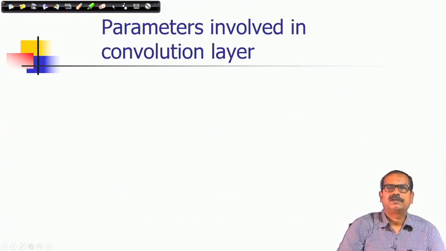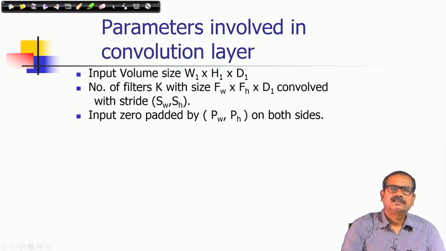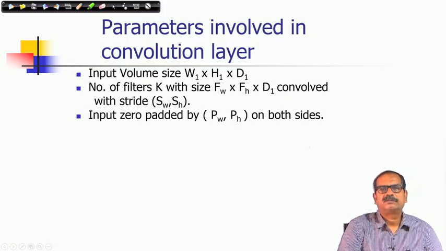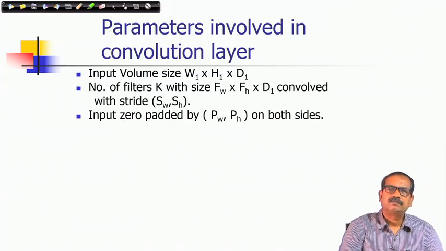So, let us also see what the parameters involved in a convolutional layer are. Consider your input is of size W1 cross H1 cross D1. In my previous example, we have taken 32 cross 32 cross 3 as the size of the input. So the value of W1 was 32, H1 was 32 and D1 is 3.